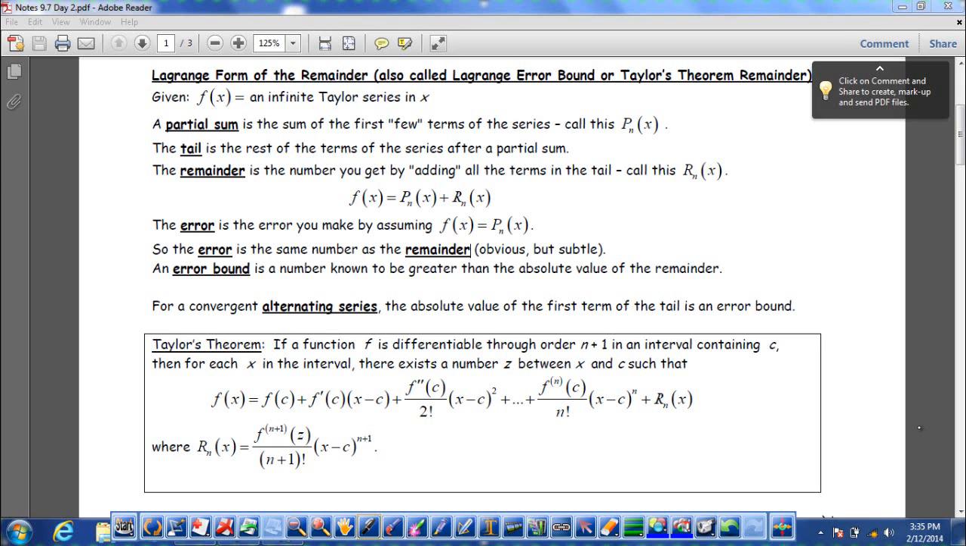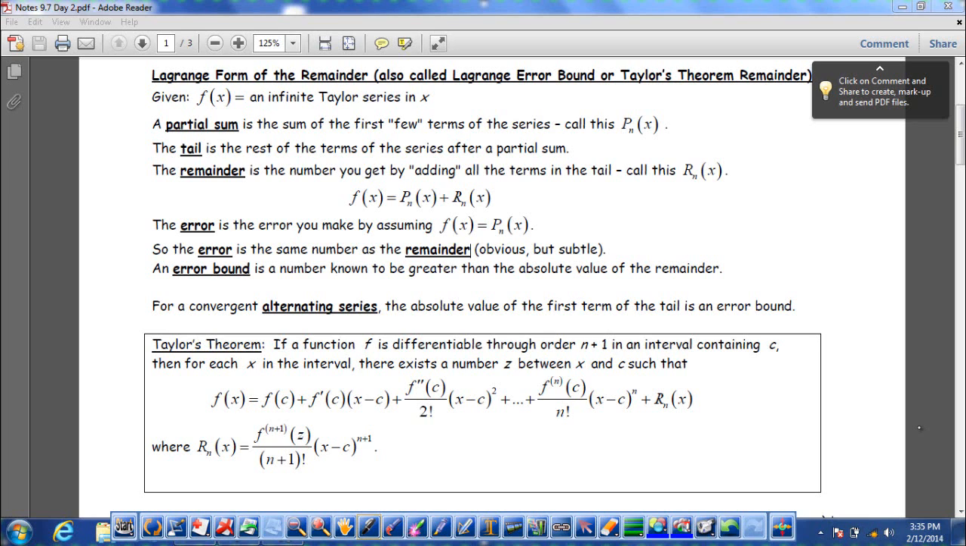Today we're going to talk about how much error there is when we use a Taylor series to approximate a function. So remember that a Taylor series is just an approximation for another function. So we're going to determine how much error there is when we use that.